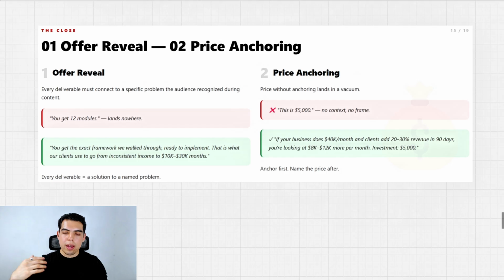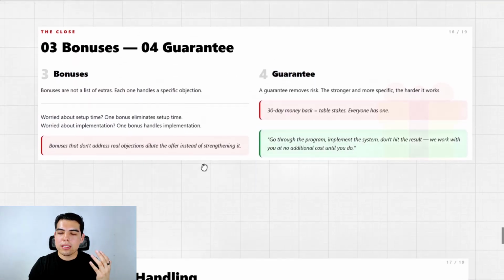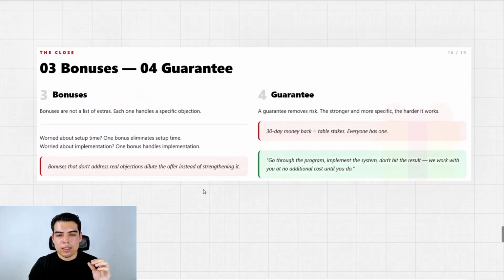And now they can see, okay, it's going to cost me this specific amount of money, but it's worth it because I'm going to get X, Y, Z. Third is the bonuses. Bonuses are not a list of extras. Each bonus should address a specific objection you know the audience has. If you know people worry about implementation, one bonus should handle implementation.